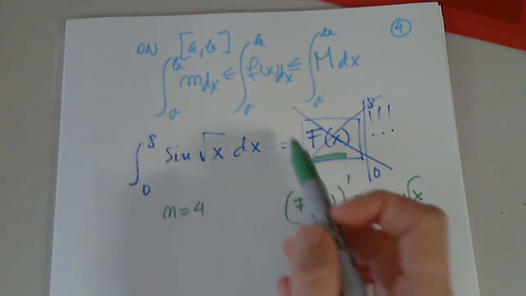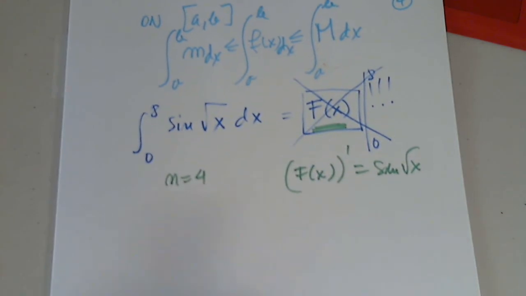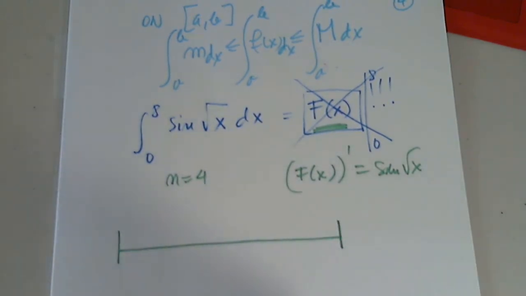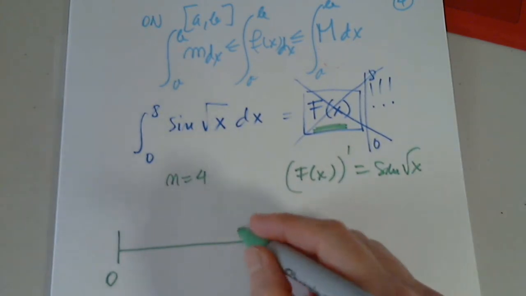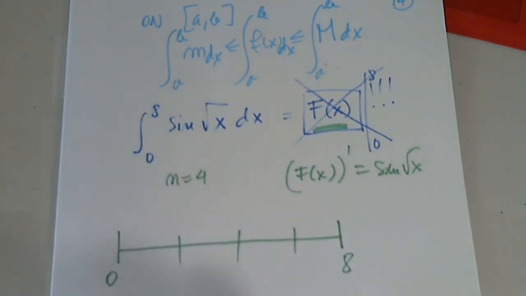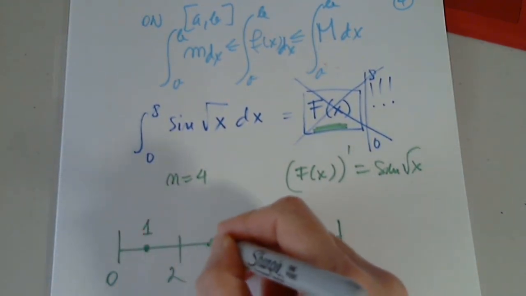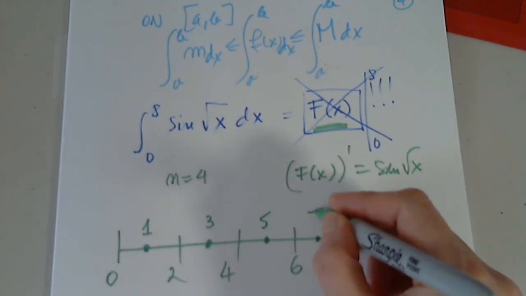But we can still get a number. It will be an approximation. It will not be exact, but still I'm happy with at least determining a number. Okay, so if you remember, we divide the interval between 0 and 8 into 4 subintervals, and this is 2, 4, and 6. The midpoint will be at 1, the midpoint will be at 3, the midpoint will be at 5, and the midpoint will be at 7.